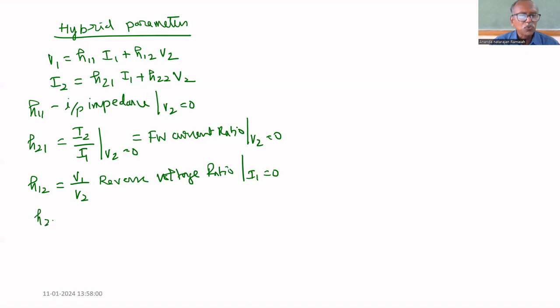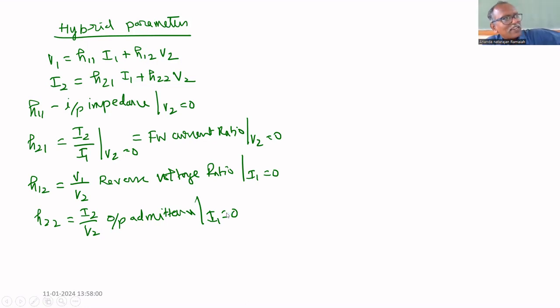And H22 equal to I2 by V2. V2 by I2 is output impedance. I2 by V2 is output admittance, provided I1 equal to 0. So first two, no confusion. If you come here, you will get many confusion. But anyhow, it can be easily remembered.